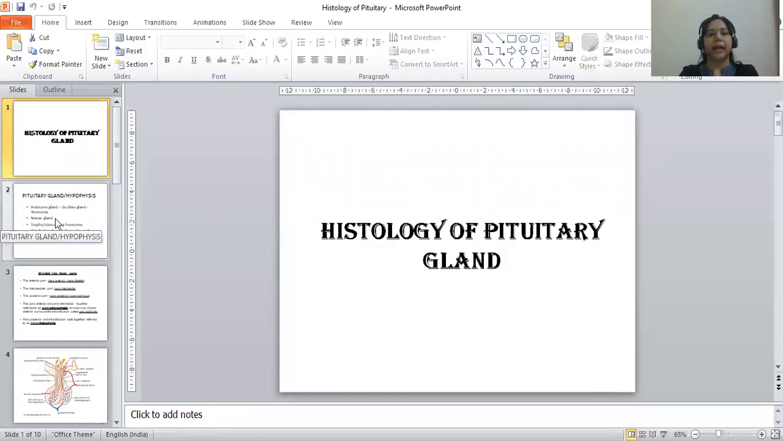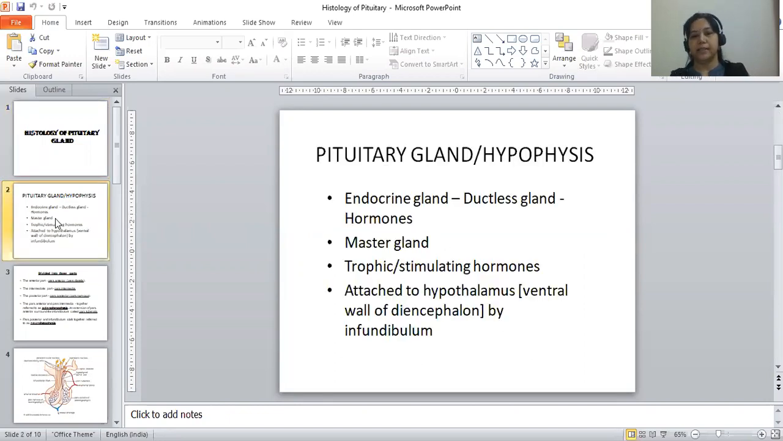So, pituitary gland, as you all know, is also called as hypophysis. It is the largest endocrine gland in the body. Endocrine glands are also called as ductless glands. They produce hormones which are directly released into the blood. Pituitary is also called as master gland. The hormones secreted by pituitary are called as trophic or stimulating hormones.